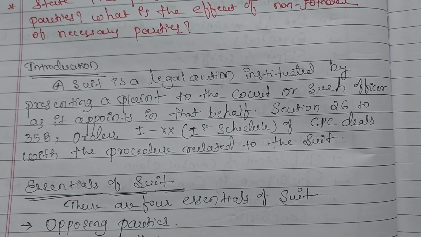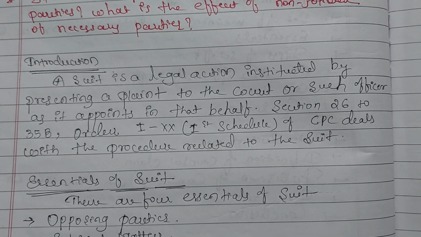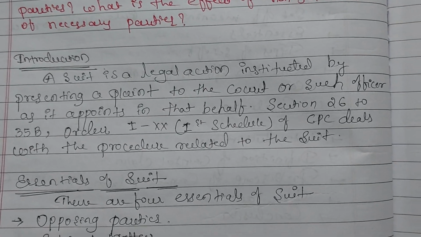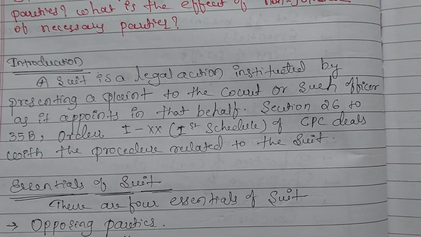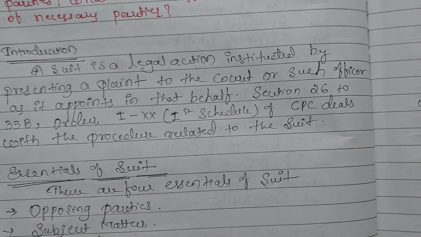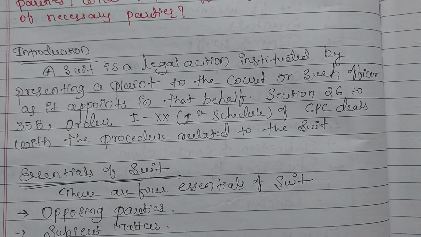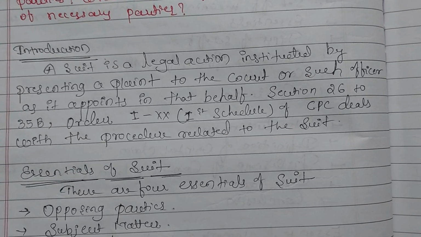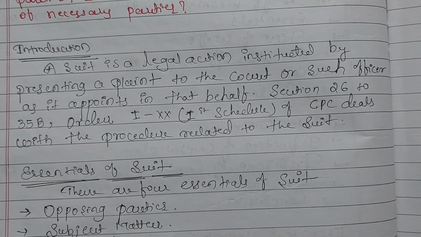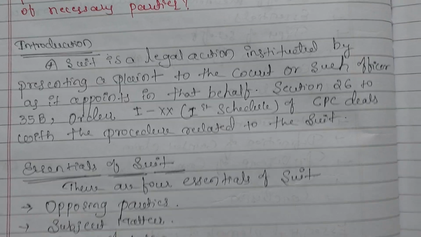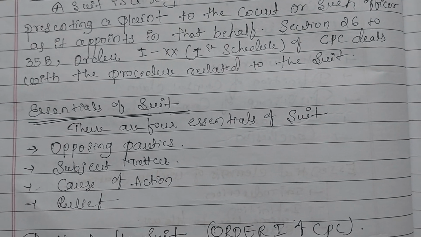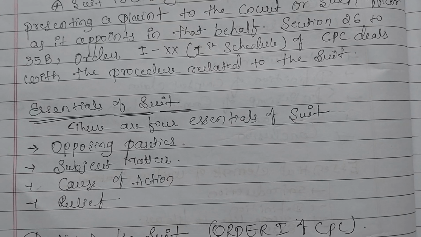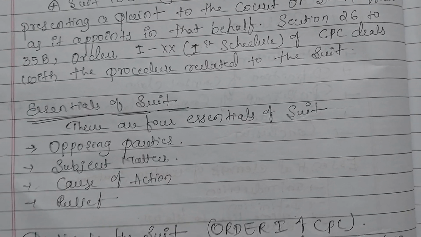Introduction. A suit is a legal action initiated by presenting a plaint to the court or such officer as it appoints in that behalf. Sections 26 to 35B, Order 1, and the First Schedule of CPC deal with the procedure related to the suit. Essentials of a suit: there are four essentials of a suit: opposing parties, subject matter, cause of action, and relief.